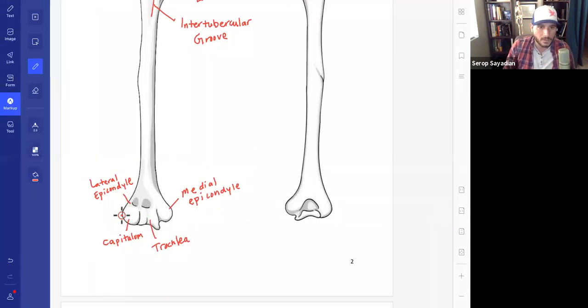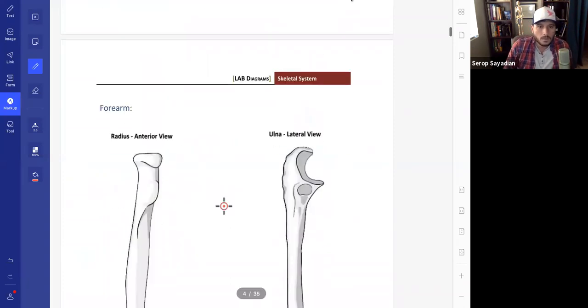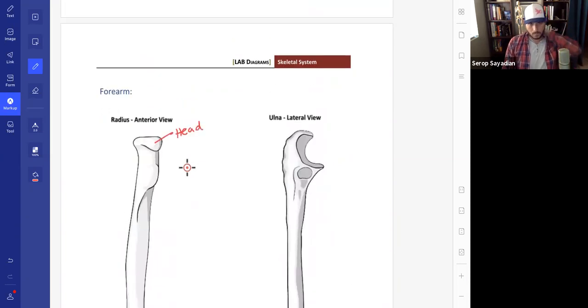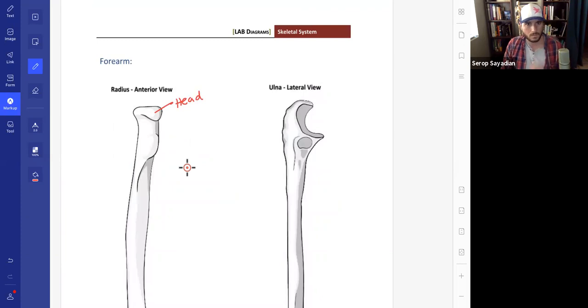Capitulum in Latin means bald head. So radius is actually attaching to this part. So here's the radius and here's the radial head. Very important to know that radius allows for supination and pronation, which are ways to describe this motion, turning your wrist like this.